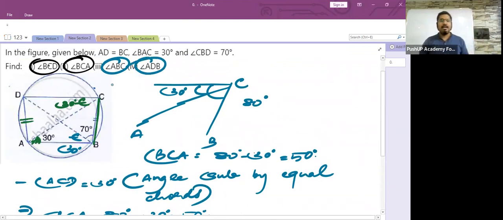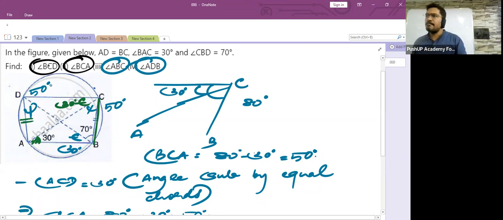Next question, angle ADB. I think that was also an easy question to solve. How much ever is angle ACB, the same will be angle ADB, isn't it? ACB you found in the second part of the question. So the same will be angle ADB, which is 50 degrees, angle subtended by the same chord.